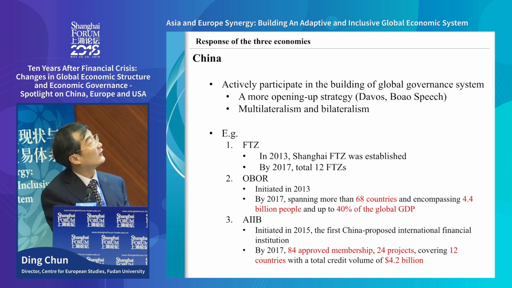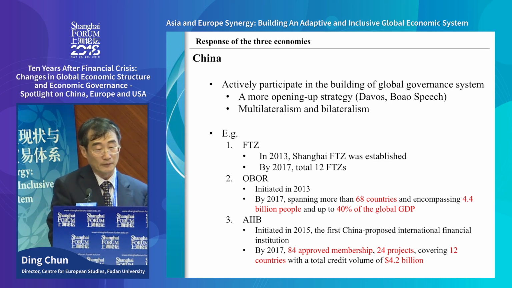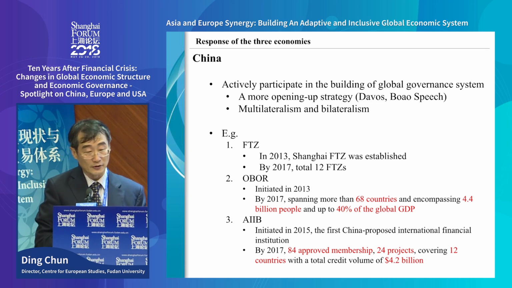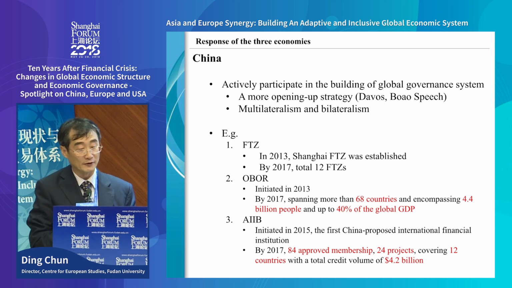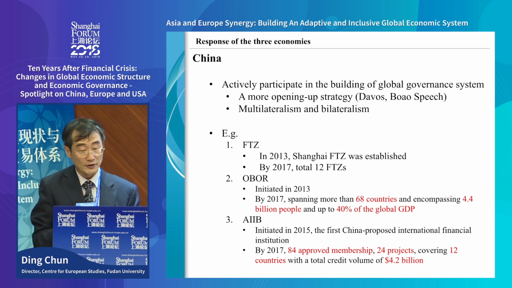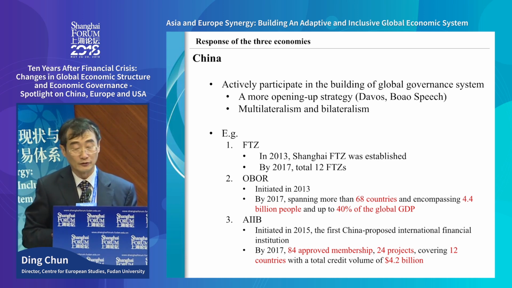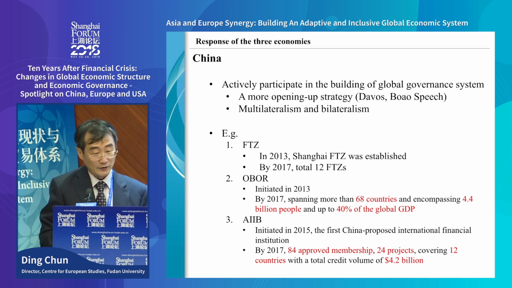So China is quite clear: they want to insist on this global governance system, keep on the opening up strategy, and also a lot of measures were undertaken, like FTZs. We all know Shanghai is the first FTZ. And in China, we have the Belt and Road Initiative, which is quite a measure for the Chinese side to implement this kind of multilateralism, and also the vehicle AIIB.